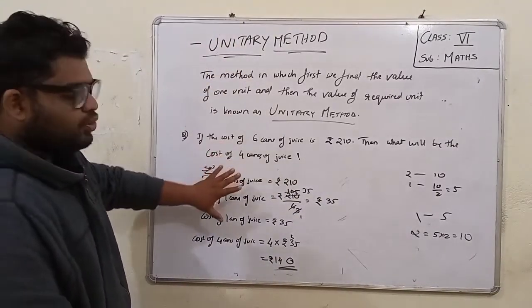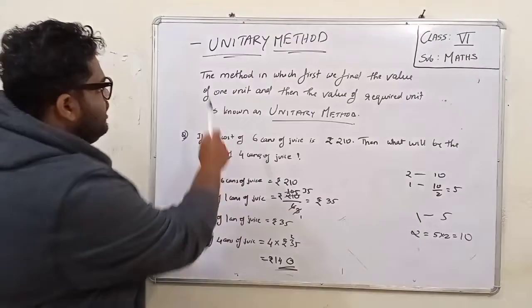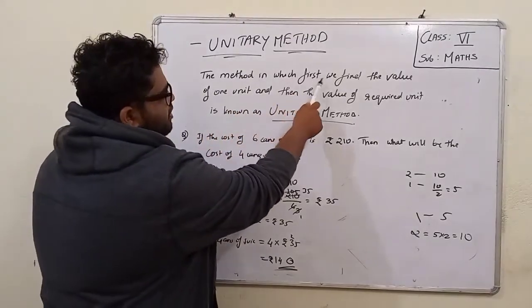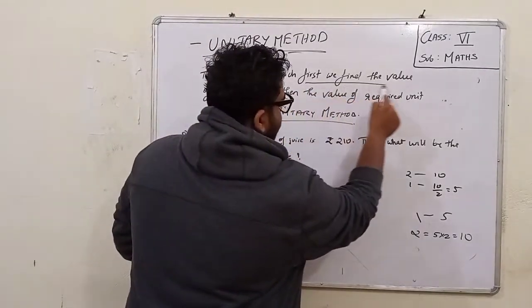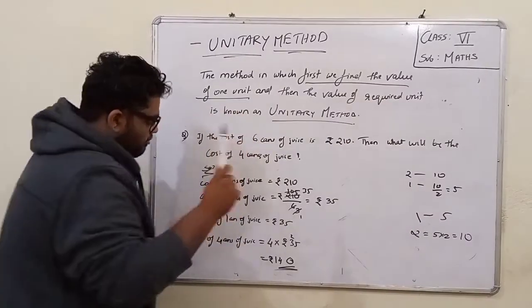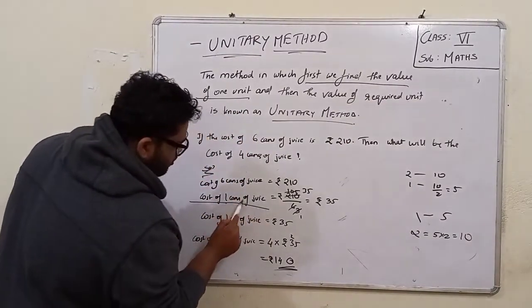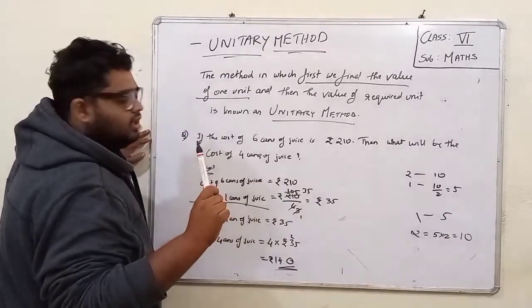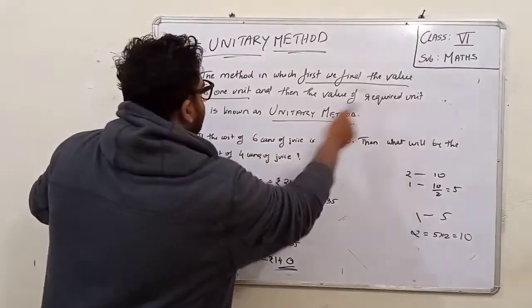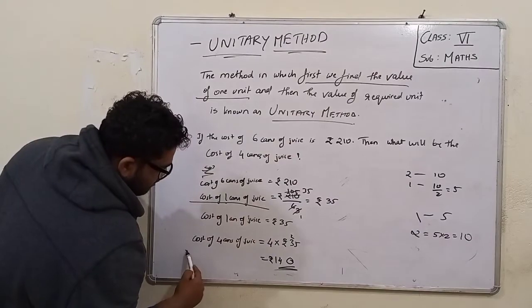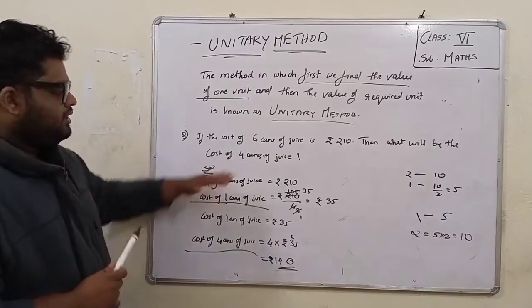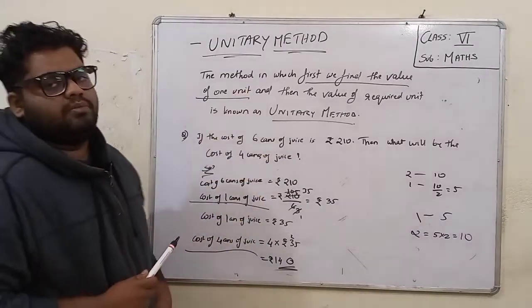Now, this is the unitary method. The method in which we first find the value of 1 unit, the rate of 1 can, and then find the value of the required unit, is known as the unitary method.